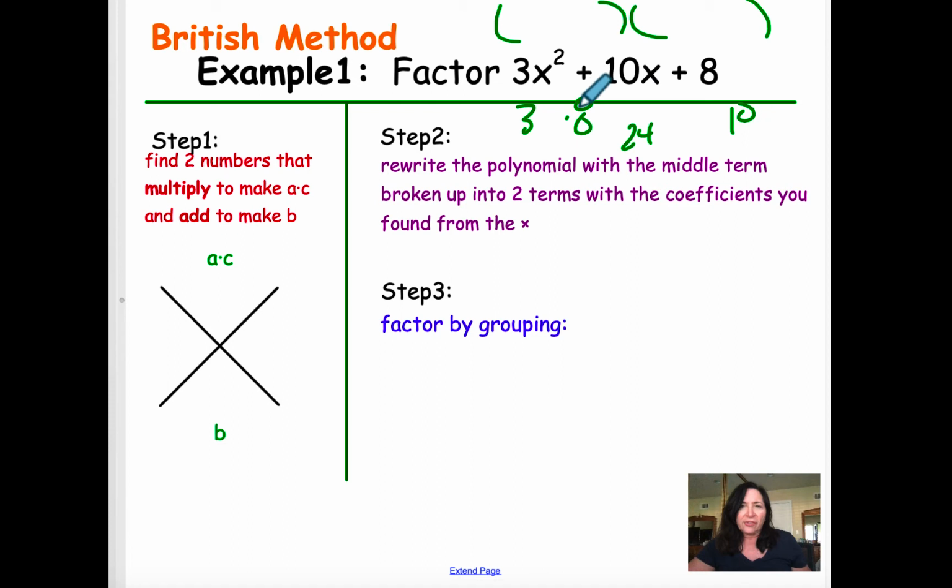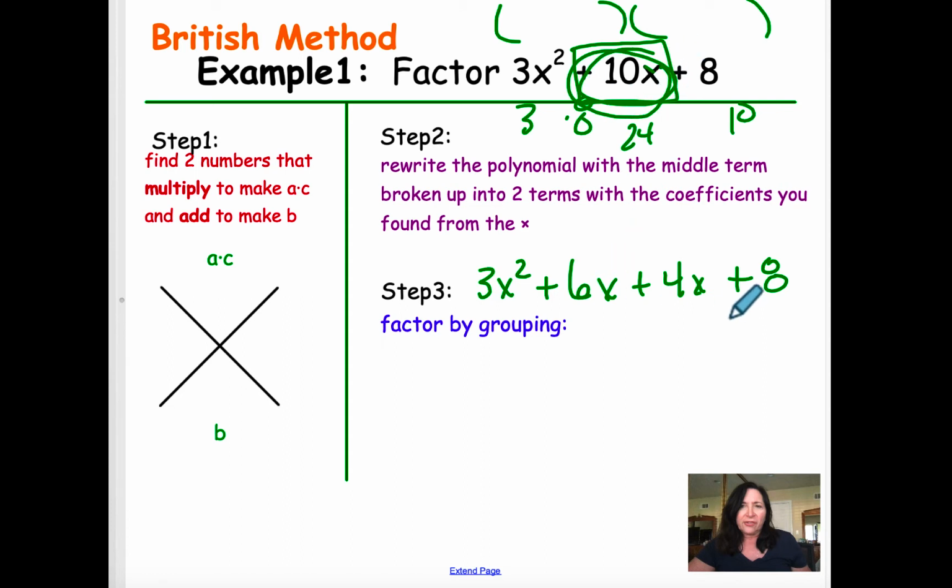So what they're doing with this British method is you're basically taking this middle term here and splitting it up. So it looks like 3x squared plus 6x plus 4x, and then plus 8. See how I've got 6 plus 4? I just rewrote 10 as 6 plus 4.